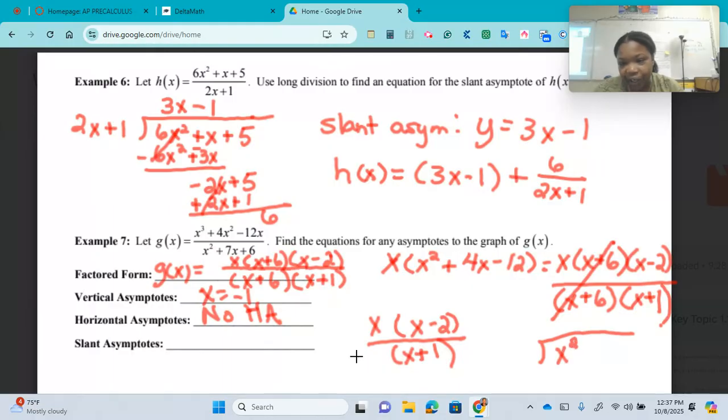x squared minus 2x. And what's going in there is x plus 1. x going into x squared: x times x is x squared, x times 1 is x. We do what? Subtract.